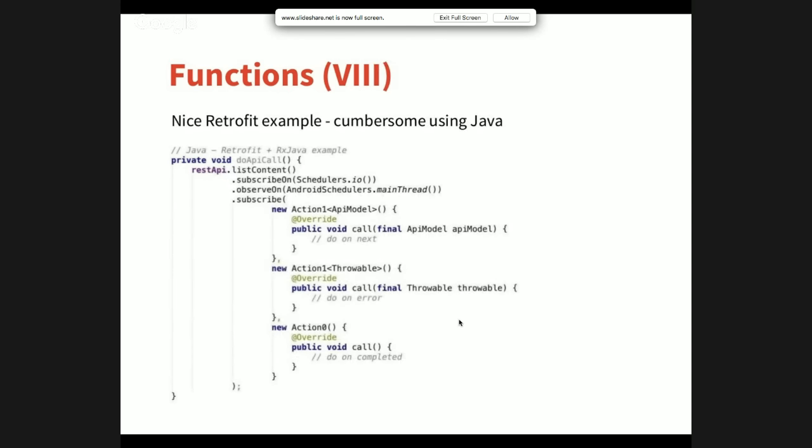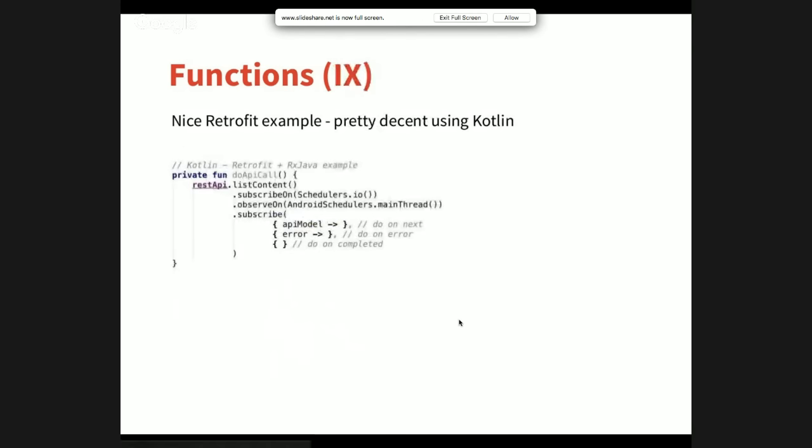Retrofit example. So this looks pretty messy using Java. Also lots of anonymous implementations of interfaces. And in Kotlin, it's pretty decent. It's more readable and easier to maintain.